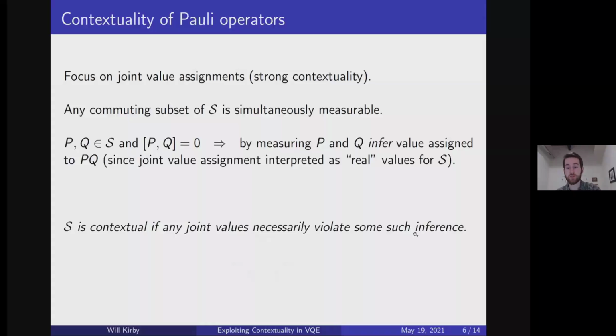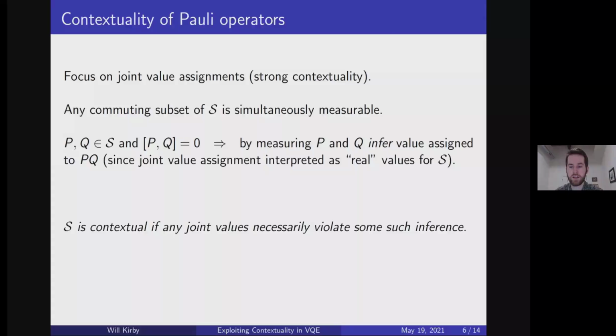This brings us to a more technical definition of contextuality. The set S of Paulis is contextual, again this is strong contextuality, if any joint value assignment to S necessarily violates some inference relation of this kind. I do want to emphasize that we're going to allow inferences of the values of operators that are outside S, as long as the initial set that we're inferring from is inside S. I think this is a slightly unusual choice. Oftentimes people are only interested in inferences within some restricted set.